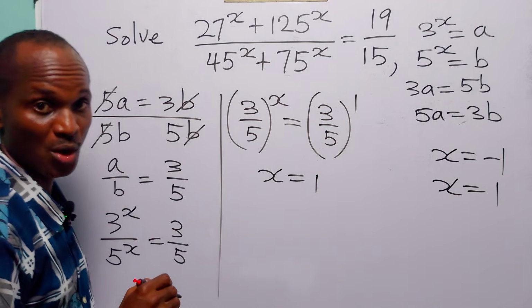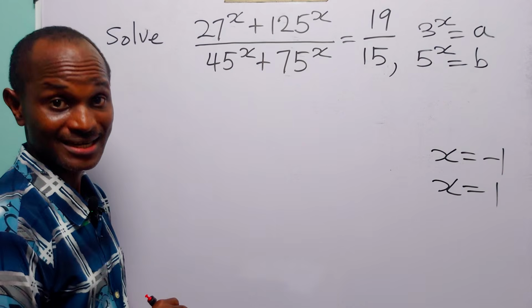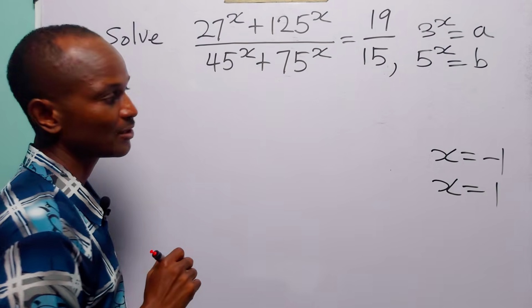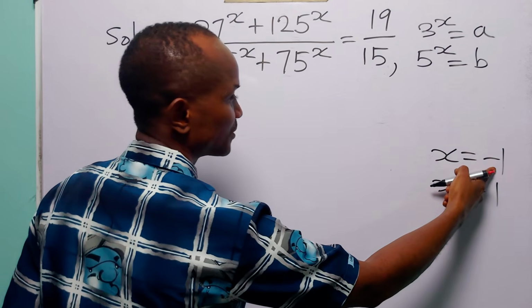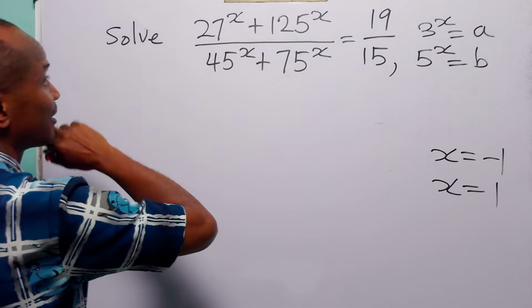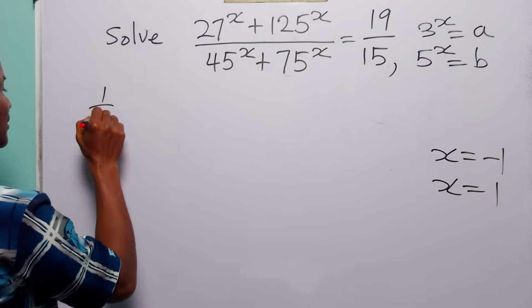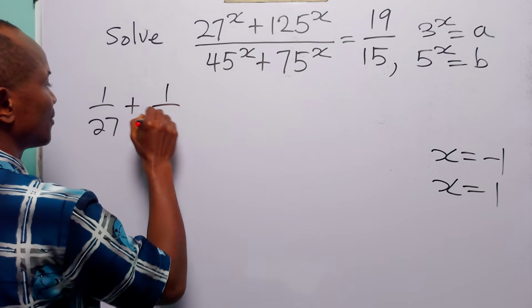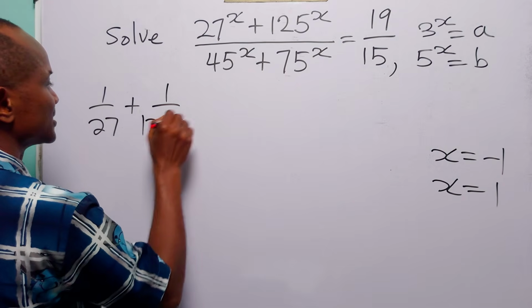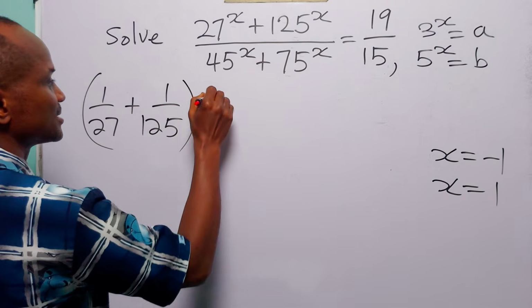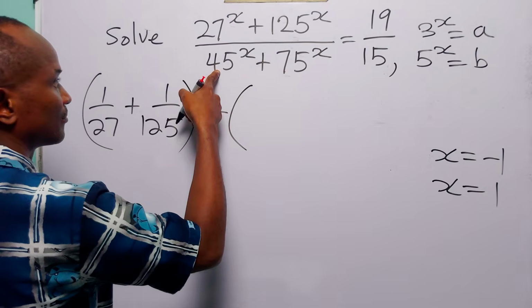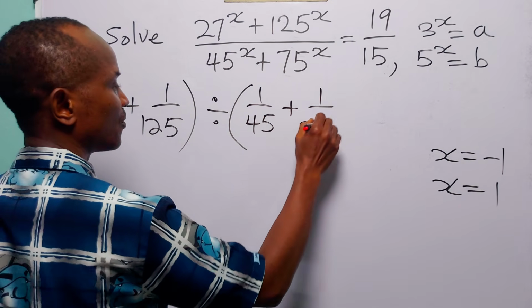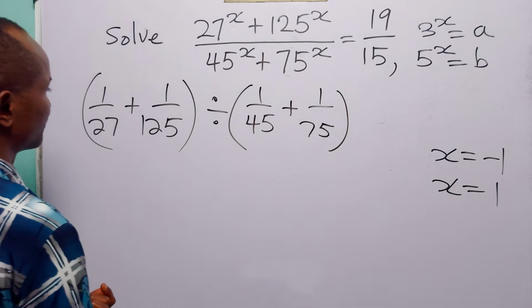x equal to 1. Now, to check our answer, let us substitute these two values of x into the original equation. When x is equal to minus 1, we have 27 to the power minus 1. That is 1 over 27 plus 1 over 125. Now, this is divided by 1 over 45 plus 1 over 75.